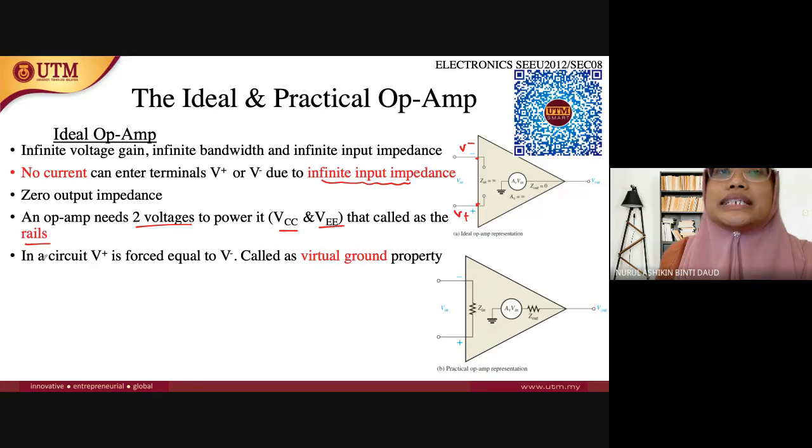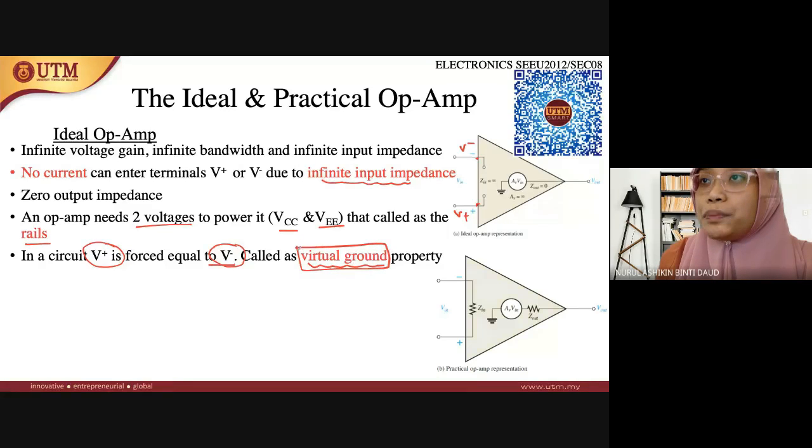So in a circuit, V positive, which is at the non-inverting part, is forced equal to V minus at the inverting part. Why? Because the currents will not flow inside the op-amp, and because the impedance is too large, we assume that V positive here is the same as V minus here, and this is what we call the virtual ground property. This is very important. We call this the virtual ground property.